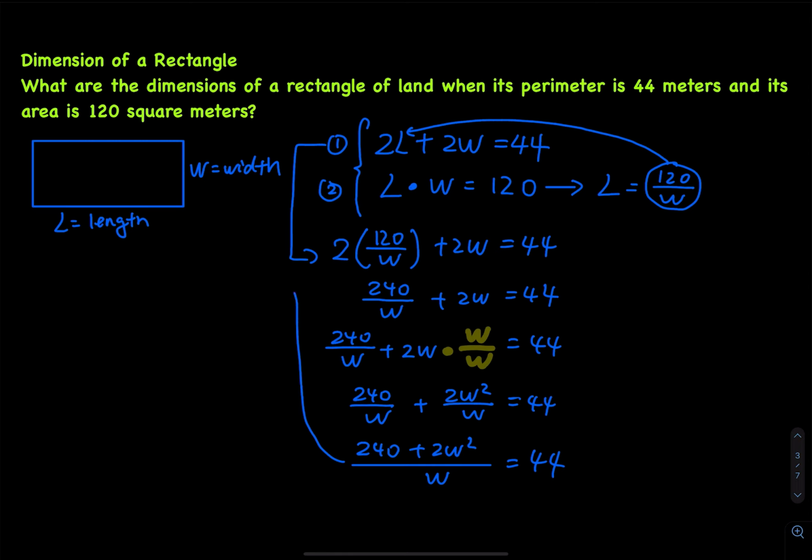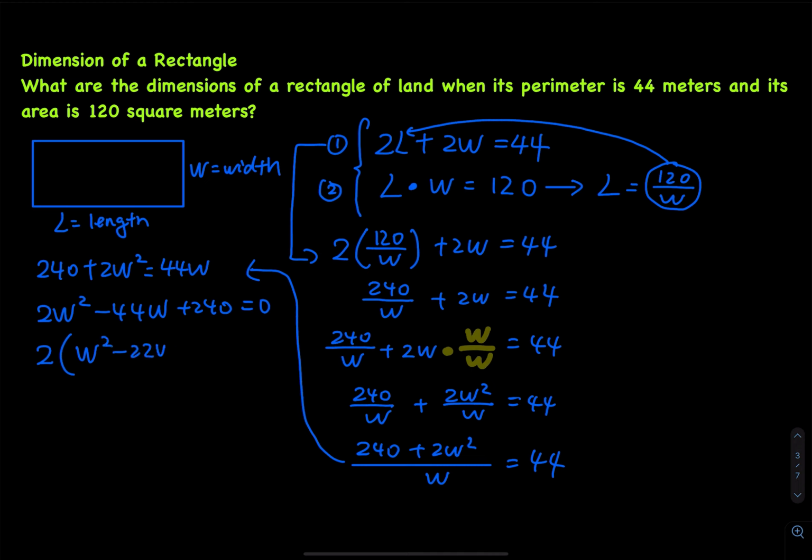So let's put the work over here. I would like to multiply W on both sides. We have 240 plus 2W squared equals 44W. And then let's put all the terms on one side. We have 2W squared minus 44W plus 240 equals 0. Since the coefficient and the constant are multiples of 2, I can factor out 2. And then this is W squared minus 22W plus 120 equals 0.